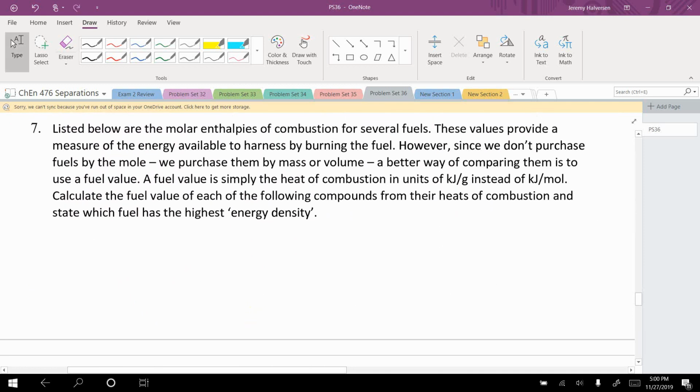Listed below are the molar enthalpies of combustion for several fuels. These fuel values provide a measure of energy available to harness by burning the fuel. However, since we don't purchase fuels by the mole, we purchase them by mass or volume. A better way of comparing them is to use a fuel value. Fuel value is simply the heat of combustion in units of kilojoules per gram instead of kilojoules per mole. Calculate the fuel value for each of the following compounds from their heats of combustion and state which fuel has the highest energy density.